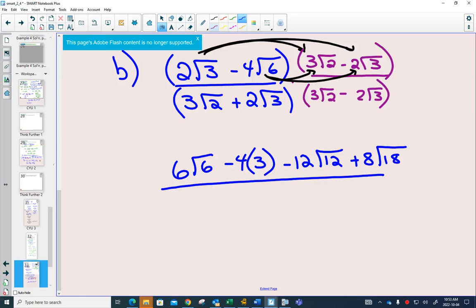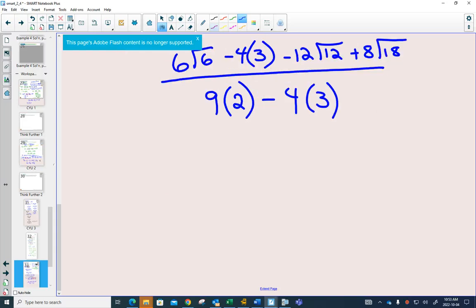On the bottom, I have my difference of squares. So it's the first one squared, which will be 3 times 3, 9. And root 2 times root 2 will be just 2. Okay? Minus, because it's a difference of squares, I square the last one. 2 times 2 is 4. Root 3 times root 3, that'll just be 3.